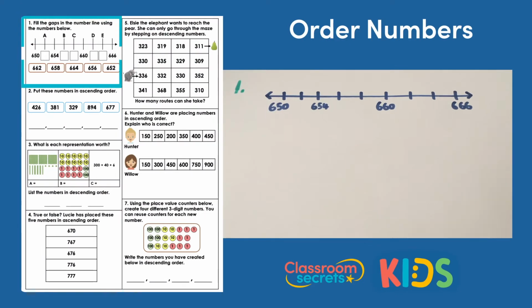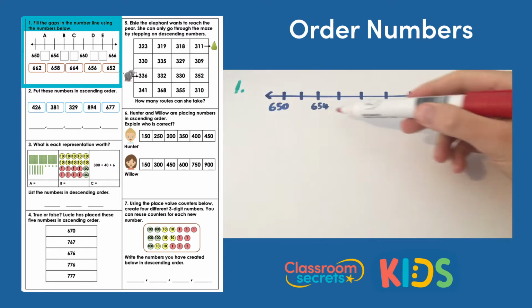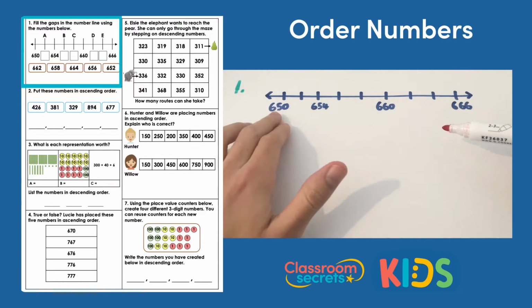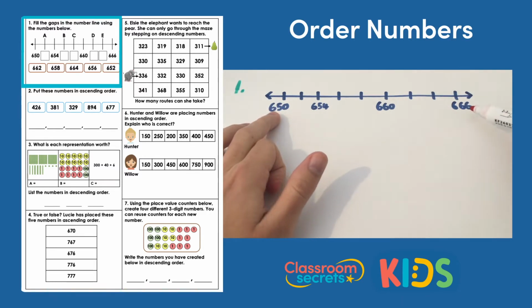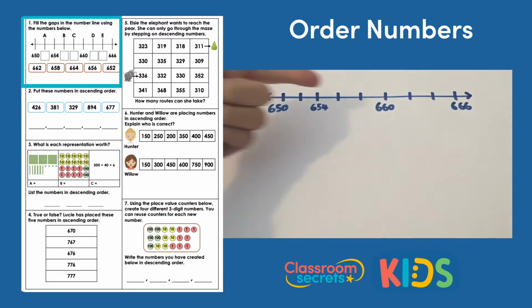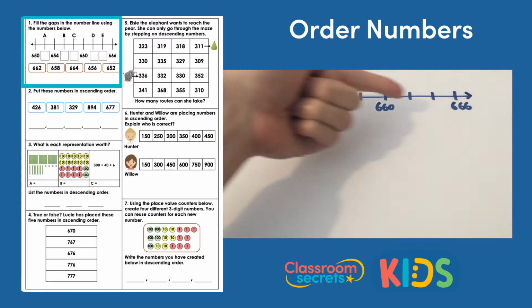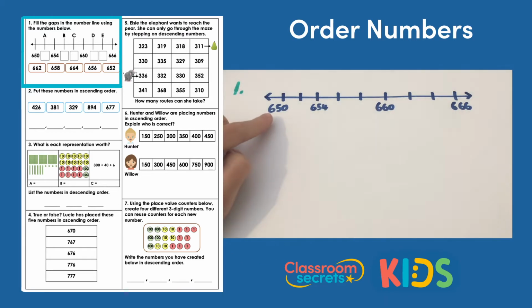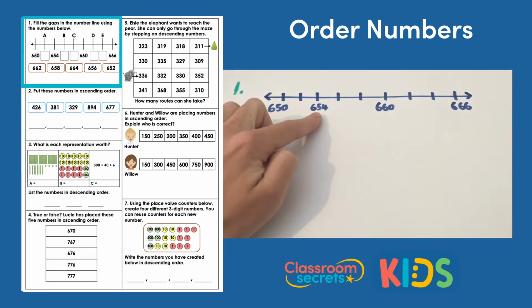So question 1 asks us to fill in the gaps in the number line using the numbers below in the question. So here's our number line. First things first is we need to see what numbers we've got on there. So at this end we've got 650, at this end we've got 666. So it's getting bigger as we go that way. It's ascending, it's getting bigger as we go towards the right. So we've got 650, 654.